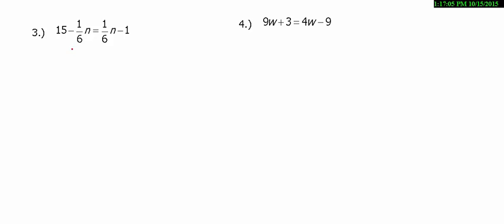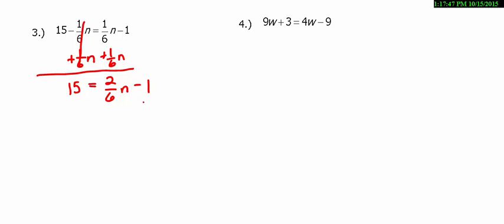But first, I'm going to follow the flow chart again. The first step would say that there are no parentheses. The second step would be there's nothing to combine on either side of the equal sign. We are going to work our way down to the question, are there variables on both sides? The answer is yes. So we're going to move the variables to one side. I like to move the smaller of the two variables. So the smaller is negative 1/6 n. So I'm going to add 1/6 n to both sides. And what I end up getting is a cancellation of the n's on the left side. I'm left with a 15 equals 1/6 plus 1/6 is 2/6 n.